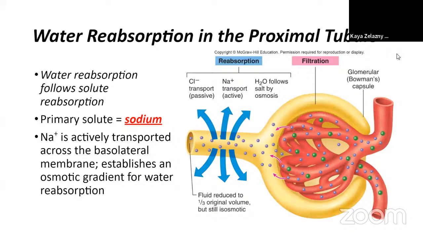So we talked about the fact that we want to be in water balance. You want to adjust how much water your body is reabsorbing depending on how much water your cells are making through the process of metabolism and how much water you're eating and drinking. So water reabsorption begins in the proximal tubule. It's going to be following solute reabsorption.